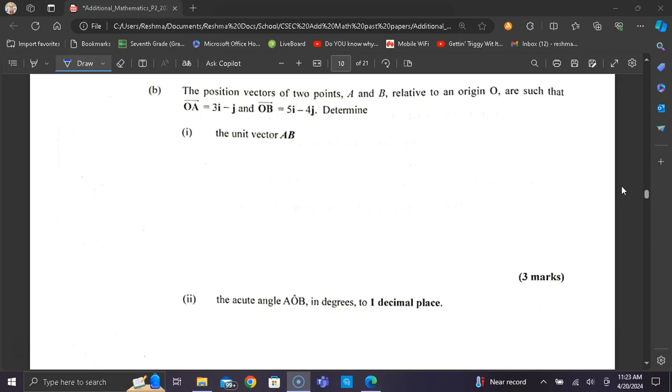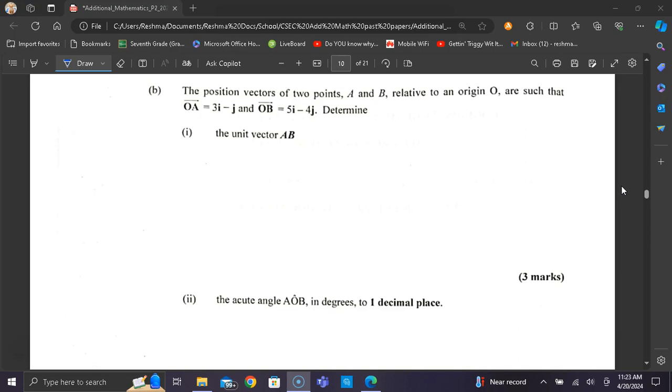So we're on June 2023 question 3 part B, which has to do with vectors. The position vectors of 2 points A and B relative to an origin O are such that OA equals 3i minus j and OB equals 5i minus 4j. Determine part 1, the unit vector AB for 3 marks.